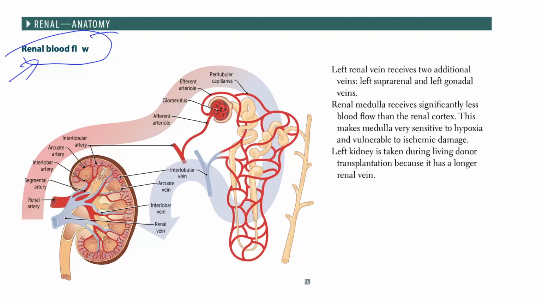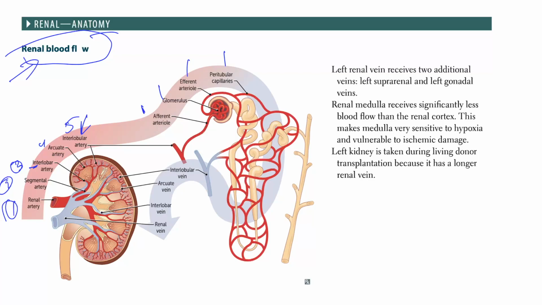So we have the renal artery. It gives off segmental arteries, which give off interlobar, arcuate, lobular, and from there you have the afferent, glomerulus, efferent. Then efferent goes to the peritubular capillaries.